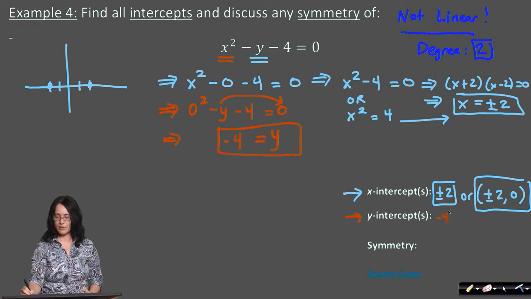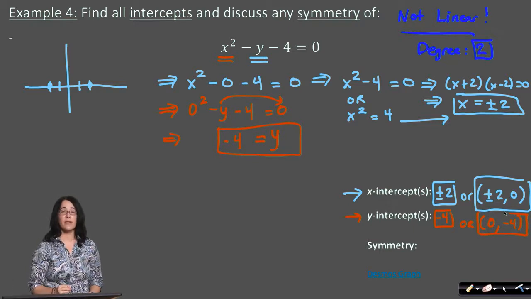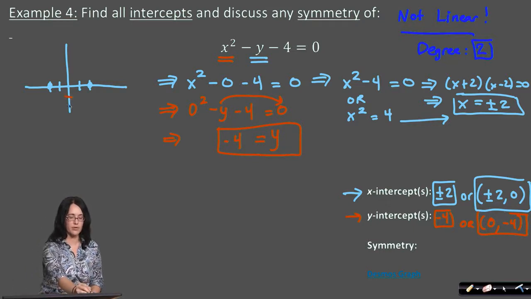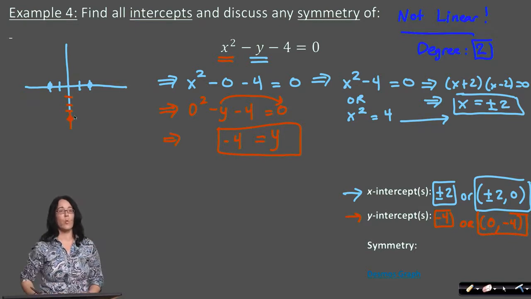So the y-intercept is only one of them, and that makes sense because this is a function. Can't have more than one y-intercept for functions. The location would be when x is 0, y must be negative 4. So (0, -4). So what does that look like on our graph? Just go down 4 units from the origin. So that would be the location of our y-intercept.